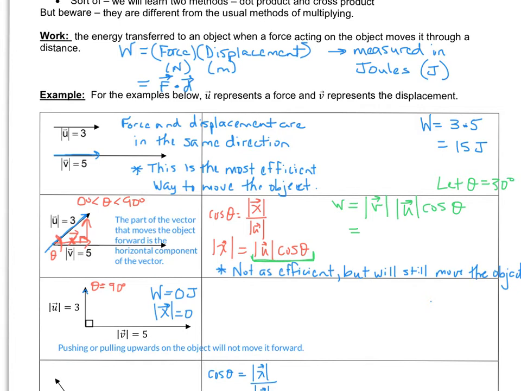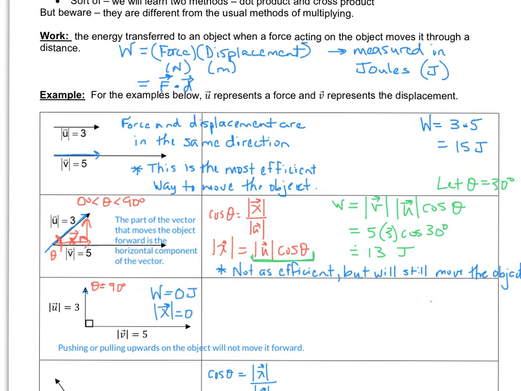Okay, so vector v's magnitude is 5, vector u's magnitude is 3, and we're going to do the cosine of 30 degrees there. Now when I put that in the calculator, we should get an answer that's less than 15, but still positive. So 15 times the cosine of 30 gives me almost 13 joules. I'm going to round that to the nearest whole because 12.99 is what my calculator said. So approximately 13 joules. So it's still pretty good. It's not as efficient though as pushing straight ahead.